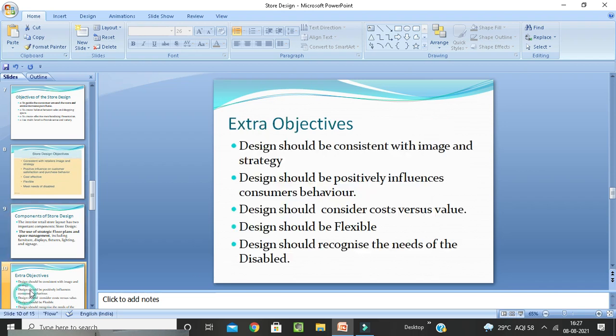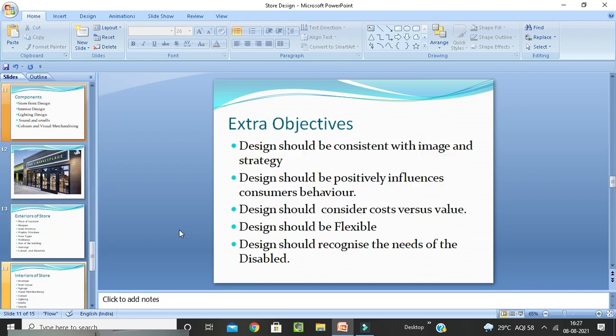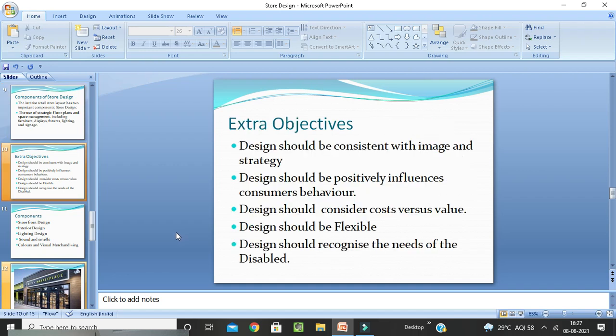Now, some extra objectives we were discussing. Design should be consistent with image and strategy. Design should positively influence consumer behavior. Design should consider cost versus value, as we have discussed. Design should be flexible, and design should recognize the needs of the disabled. That is important.